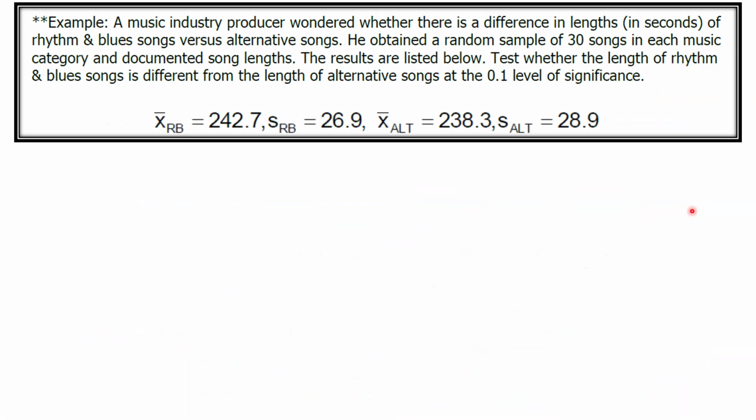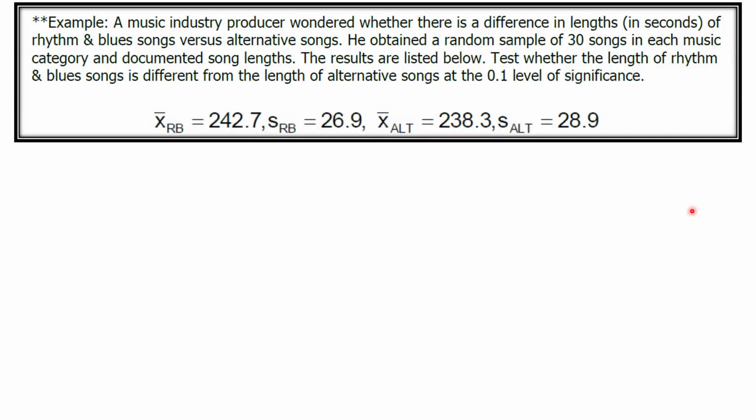Our next example: a music industry producer wondered whether there is a difference in lengths, in seconds, of rhythm and blues songs versus alternative songs. He obtained a random sample of 30 songs in each music category and documented song lengths. The results are listed below. Test whether the length of rhythm and blues songs is different from the length of alternative songs at the 0.1 level of significance. So we have our data here.